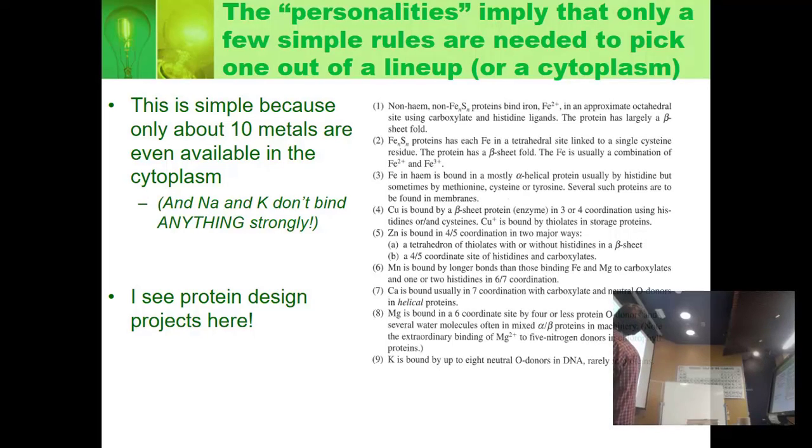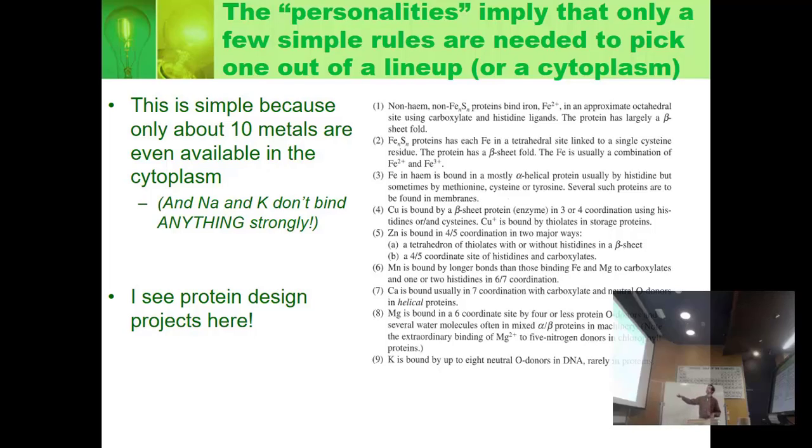There's only a few simple rules needed to pick one out. And again, this is RJP Williams, straight, unadulterated. You have the different kinds of things. If you need a copper protein, there are actually certain kinds of characteristics that appear to go along with its personality. Even the protein structure appears to have certain shapes that go along with the shape and binding of the metal ion.